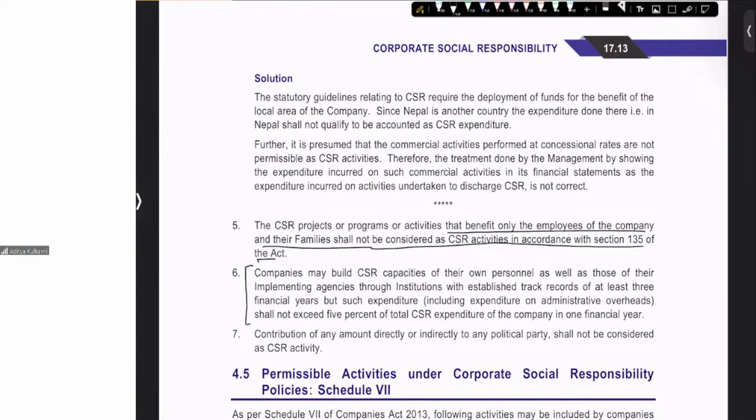Now they will carry out a CSR impact assessment, build CSR capacities of their own personnel as well as those of their implementing agencies through institutions with established track record, and such expenditure. What is the impact assessment? It shall not exceed 5% of total CSR expenditure.